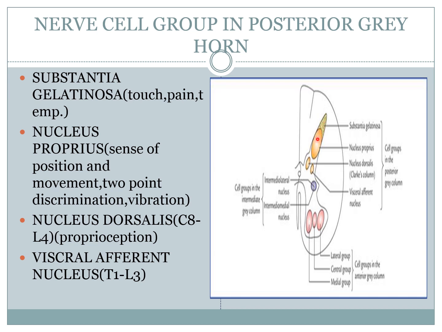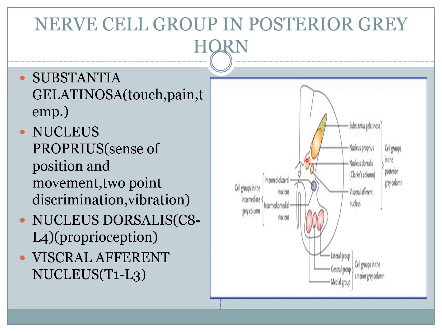Then anterior to this substantia gelatinosa, we have the nucleus proprius, which forms most of the posterior gray horn, and it is concerned with the sense of position and movement, two-point discrimination, and vibration. Sense of position and movement is also called the sense of proprioception. Then anterior to this nucleus proprius there is the nucleus dorsalis. The nucleus dorsalis is present from C8 to L4 cord segments, and it is also concerned with proprioception.